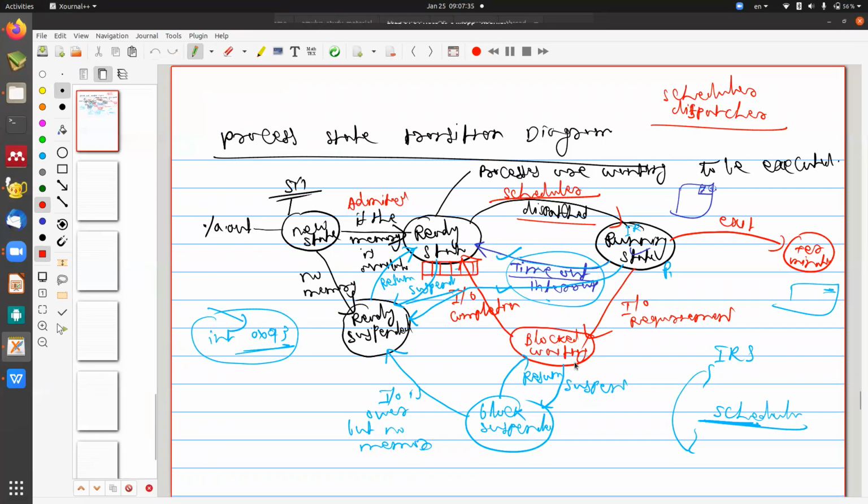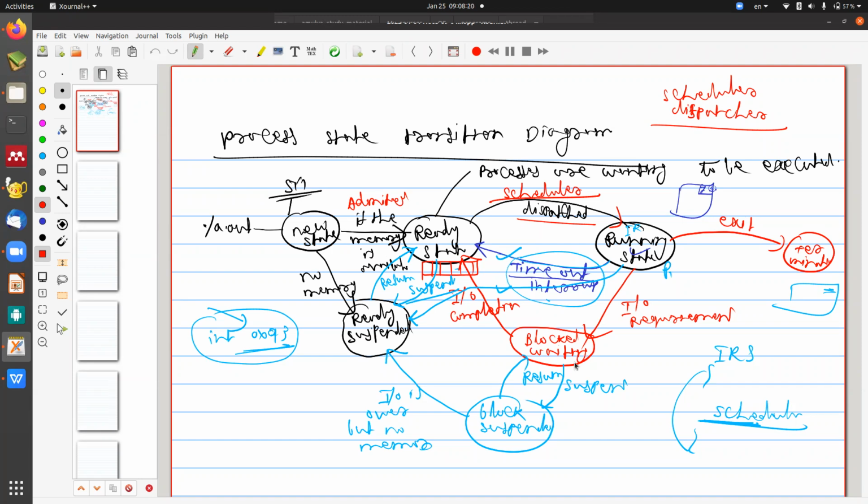So last class we have gone through the process steps, just for a review purpose. Initially a process has started at the secondary memory. When it started, it comes to the new state. During the new state, the process may not have memory. Memory means here the primary memory. Once it gets the memory, it will come to the ready state. If it is not getting any memory, there is a chance that it will go to the ready suspended state.